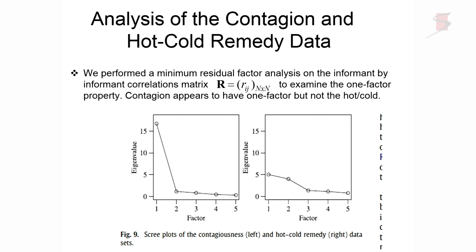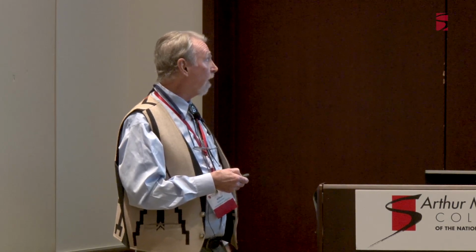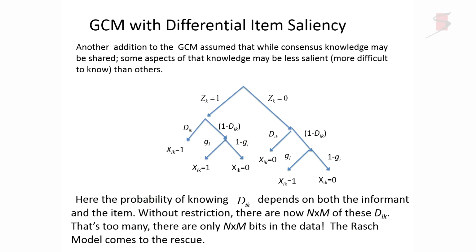And here we have a scree plot of eigenvalues, which clearly doesn't show a one culture pattern, but it could be that people don't know what the heck hot, cold has to do with anything, or it could be that there actually might be two different cultures, and I'll say something about that in a second. So anyway, what about differential item saliency?